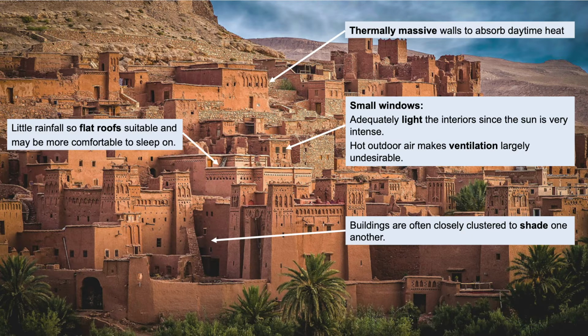And flat roofs, because it doesn't rain that much, and sometimes it's actually more comfortable to sleep outside and sleep on the roof. So it's just an example of how these things developed. Buildings have become more complex over time, but some of the fundamental principles of how buildings interact with light, heat, wind, air have remained the same.